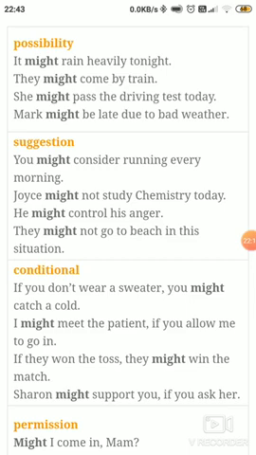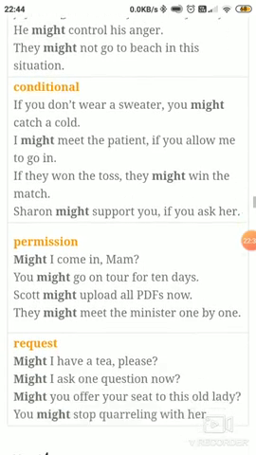Conditional. If you don't wear a sweater, you might catch a cold. I might meet the patient if you allow me to go in. If they won the toss, they might win the match. Sharon might support you if you ask her permission.